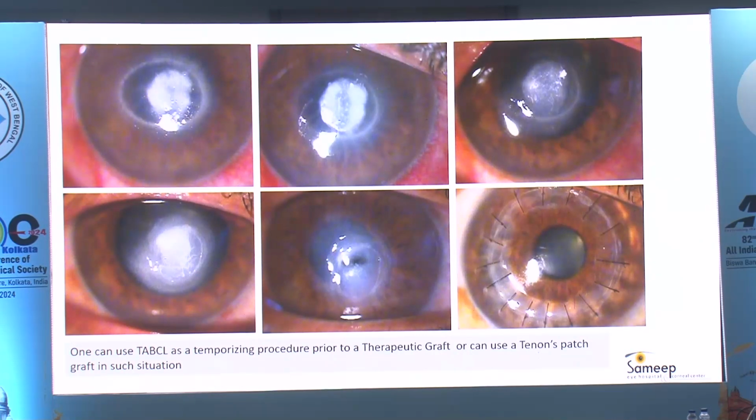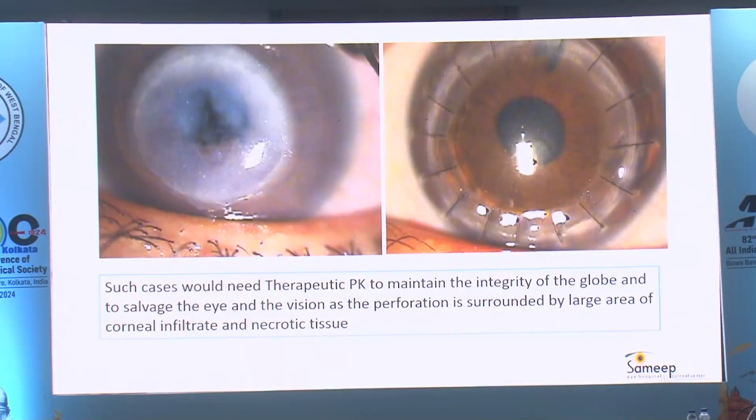So it is very important to taper your antifungals early on. If you just go on using your antifungals for a very long time, sometimes even toxicity of the antifungals can lead to stromal melt, or at times even the toxicity of the organisms can lead to stromal melt. And these are the areas where you may not be able to apply a tissue adhesive for a longer period of time. As you can see here, there is a lot of necrosis around. So we went ahead and did a therapeutic graft for this patient.